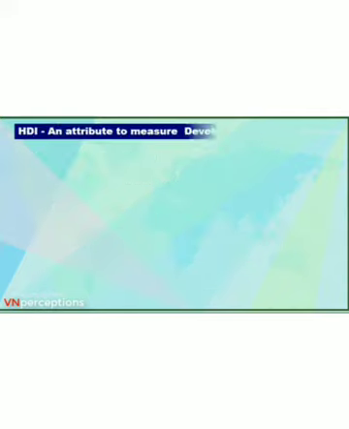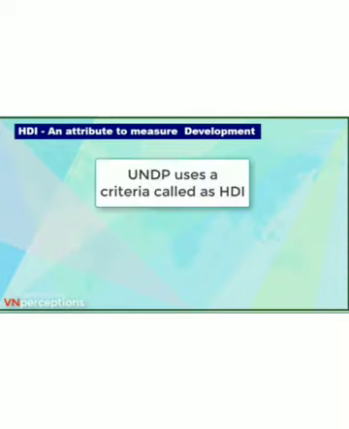Now come to how to measure development. First we have to look at total income and average income. Both of them have drawbacks. So next we will discuss HDI. It's an important attribute to measure development. What is HDI? The UNDP uses a criterion called HDI to measure human development. What is UNDP? United Nations Development Programme. And the Human Development Index is a statistic of 3 indicators to rank countries in terms of human development.